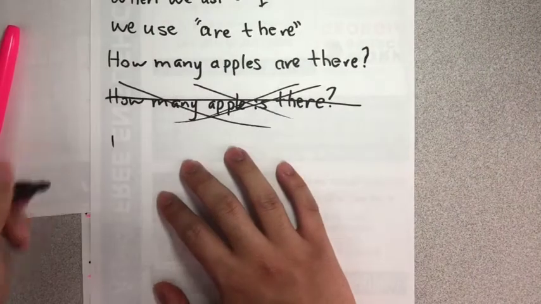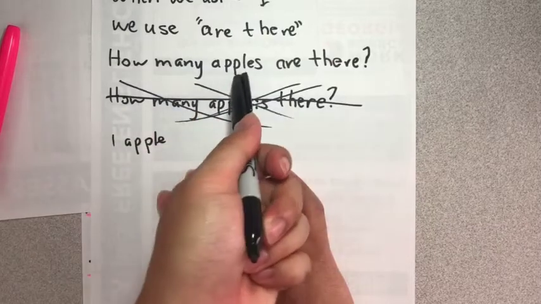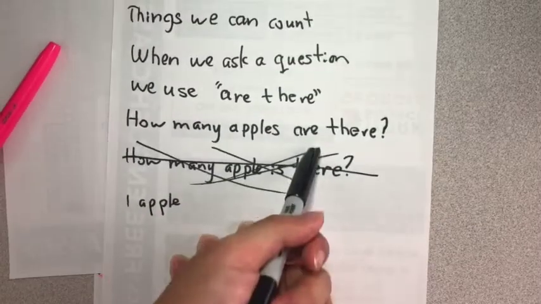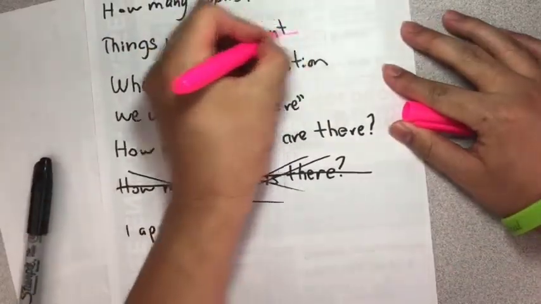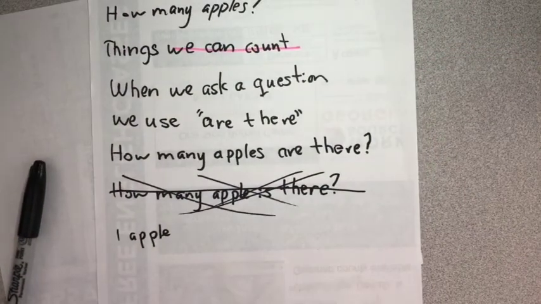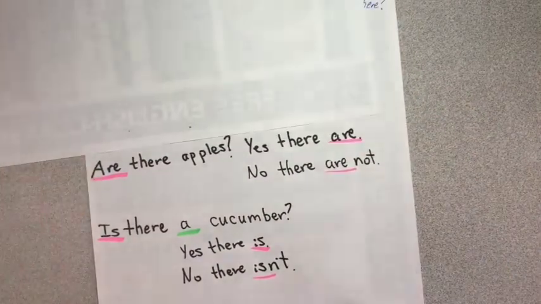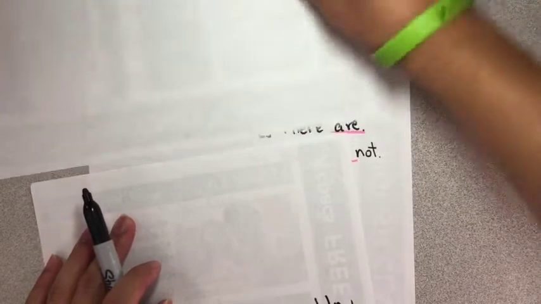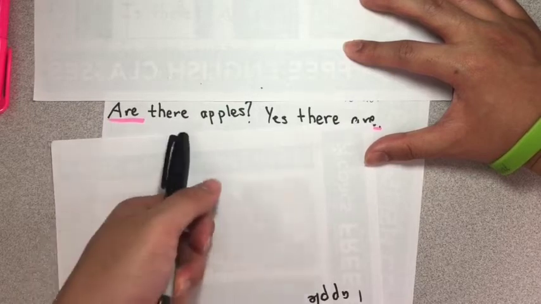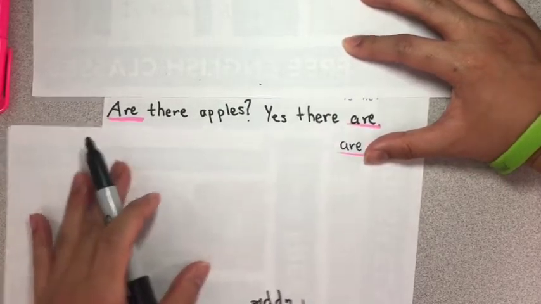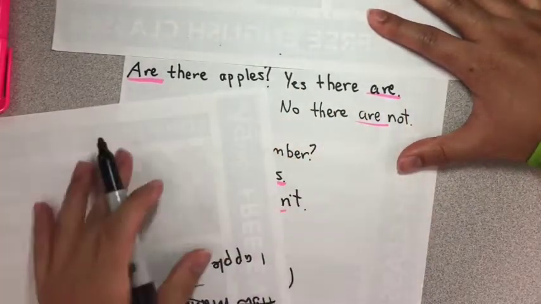Even if there's only one apple, for one apple, we still ask the question, how many apples are there? This is how we ask a question for things we can count. So, how many apples are there? Are there apples? Because apples are things we can count, we use are there. The answers: yes, there are. No, there are not.